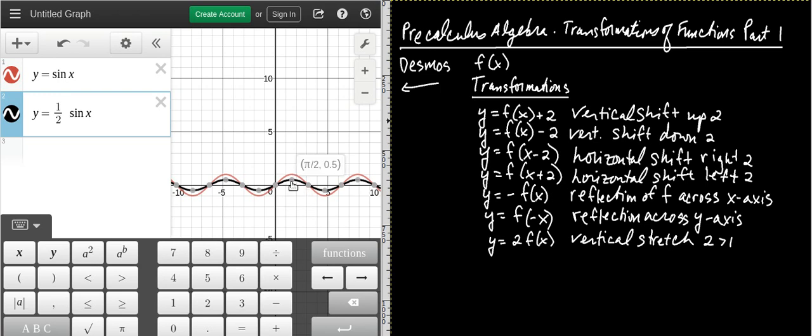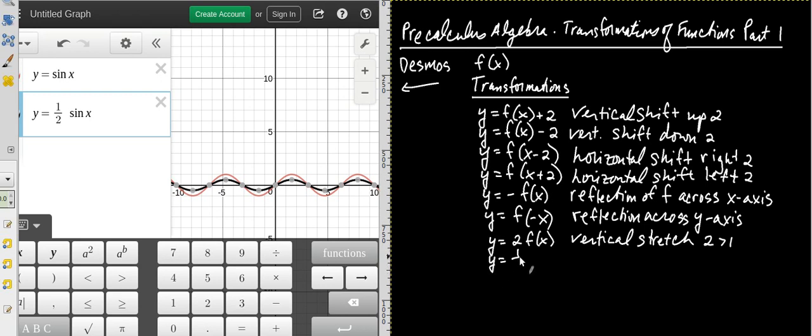If we had a 1/2 out there, instead of a vertical stretch, what happened? It's like you've taken the wire and you've compressed it, right? It's like a vertical compression. So we call that a vertical shrink. So if you have y equals 1/2 times f of x, then the graph gets shrunken vertically. It's a vertical shrink.